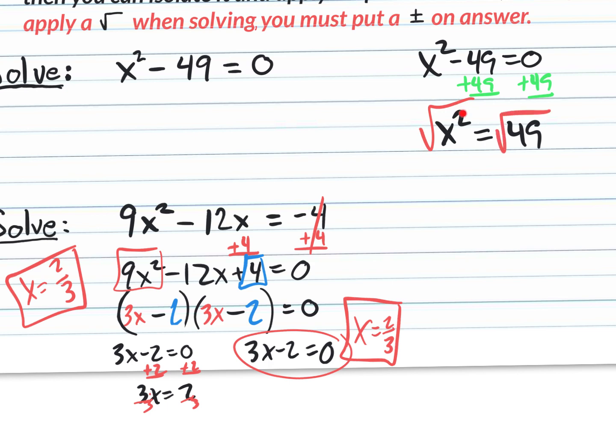Now, the square root of x squared, the square root and the square eliminate themselves. That's like saying a plus 2 and a minus 2. Those guys cancel out. Right here, the square root and the square cancel out. You're going to end up with x equals, and we know that the square root of 49 is 7. However, when you apply a square root in an equation, you must put a plus or minus in front of your answer. So that's actually two answers, x equals a positive 7 and x equals a negative 7, right? We solved this by applying a square root to get rid of a square.